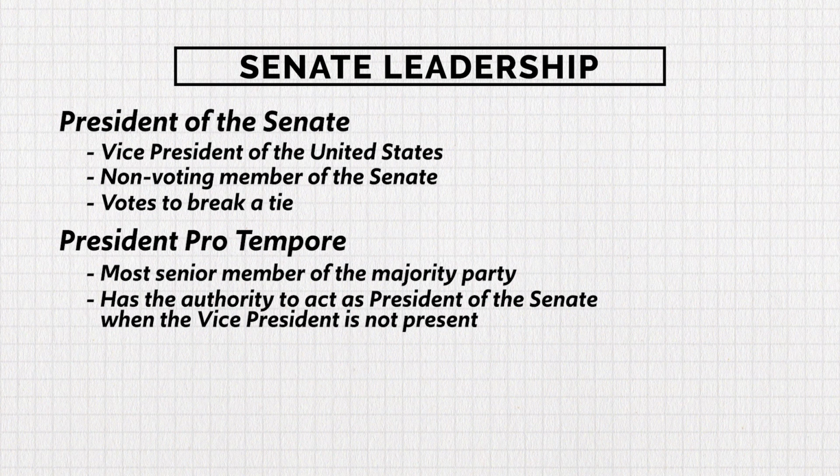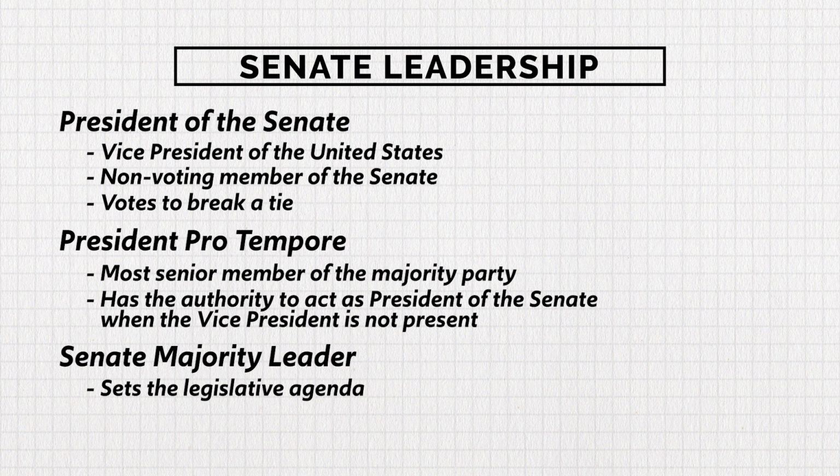Okay, the next rung down on the leadership structure is the Senate Majority Leader, which is in practice much more powerful than the President and the President pro tem. This person sets the legislative agenda by determining which bills reach the floor for debate and which ones do not. And then finally, you have the whips, who function the same way in the Senate as they do in the House. Okay, so that's the basic leadership structure.